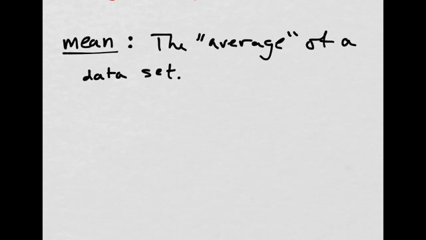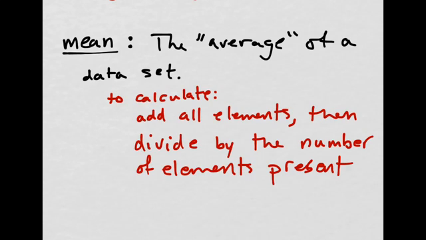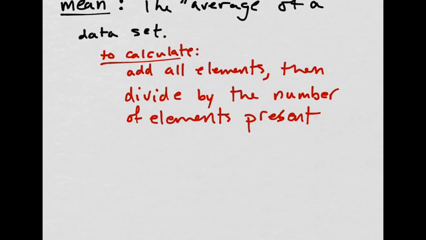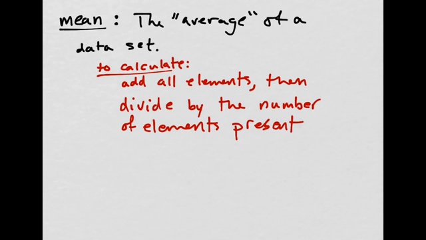So the mean is just the average of a data set. If you already know how to calculate average, then you know how to calculate mean. It's the same thing. The average is all of the items added together divided by the number of items that there were. So to calculate that, you add all the numbers together, then you divide by the number of elements present. Add all elements, then divide by the number of elements present. That's how you get the mean.